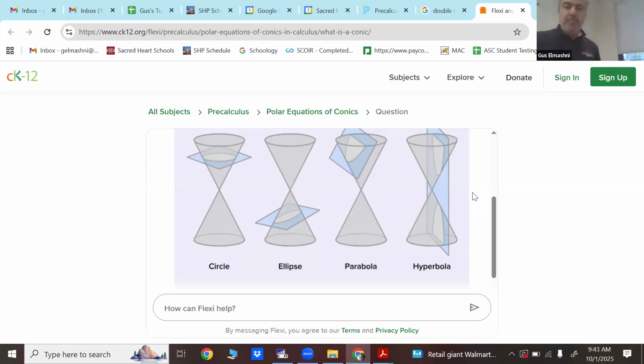We're going to do a more algebraic, rectangular coordinate approach to this, where, okay, here's the equation. The circle is x squared plus y squared equals r squared. We'll talk about that. I'll show you the derivations for these as well.